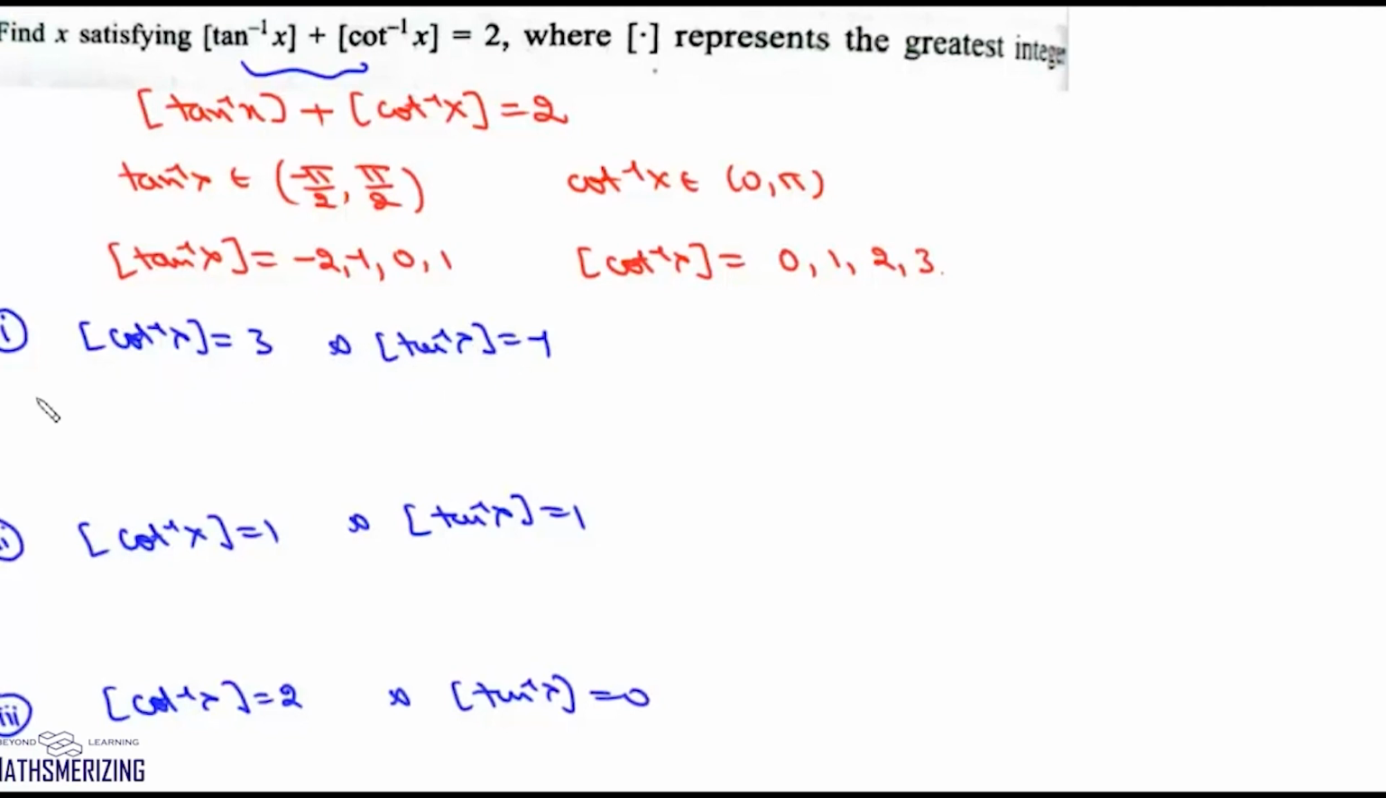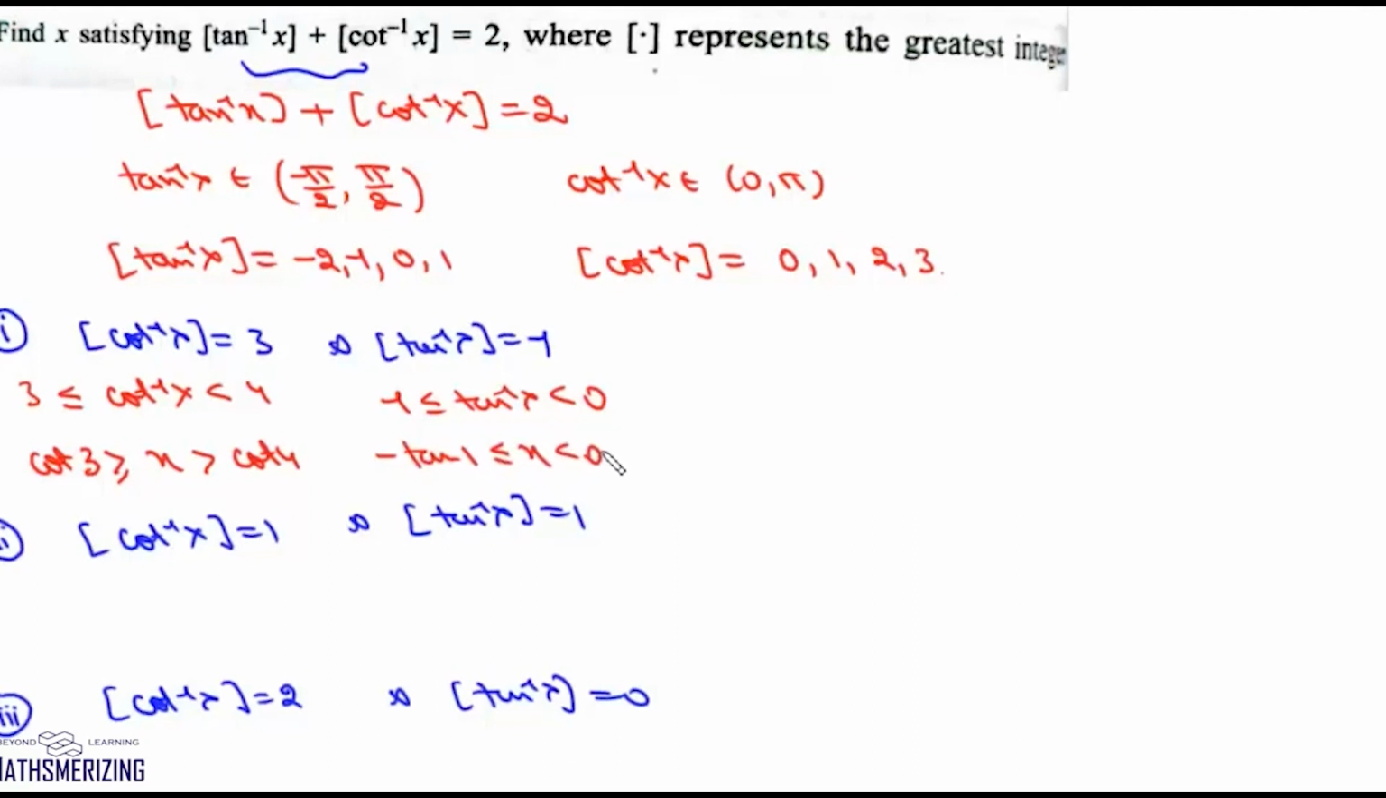Now cot inverse x equals 3 means the value of cot inverse should lie between 3 and 4. Now cot inverse is a decreasing function. So if we take cot, the inequality will reverse. So we'll get cot 3 is greater than or equal to x is greater than cot 4. And here, when the value of tan inverse x is minus 1, that means the value of tan inverse of x should lie between minus 1 and 0. If we take tan, we'll get minus tan 1 is less than or equal to x is less than 0.